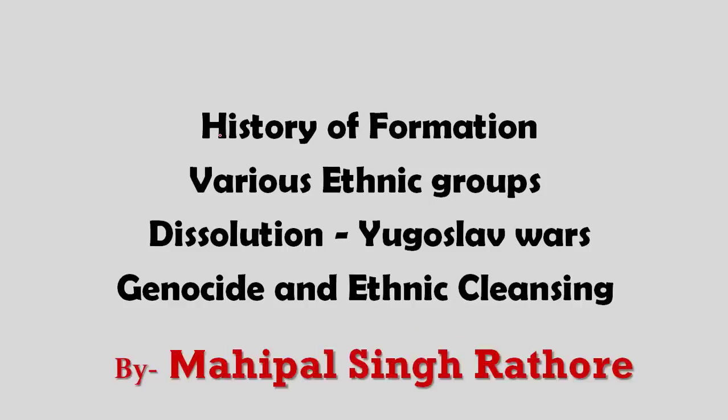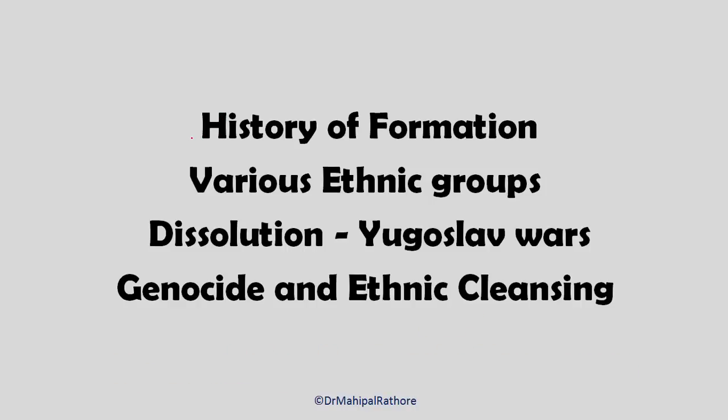We will discuss the following topics. Firstly, the formation of Yugoslavia, how it was formed due to the various events of the 19th and 20th century, then the different ethnic groups of Yugoslavia, then its dissolution, and the dissolution was due to the various wars. They are called the Yugoslav wars. They happened from 1991 to 1999. And finally, a little bit about genocide and ethnic cleansing. What are the terms? What do they mean?